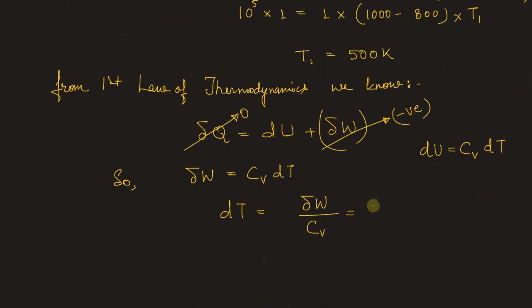So that is 628.32 divided by Cv, which is 0.8. So this will be equal to 785 Kelvin approximately.